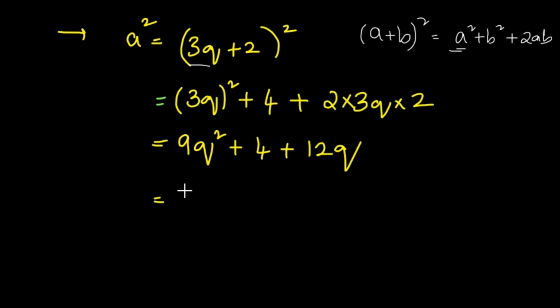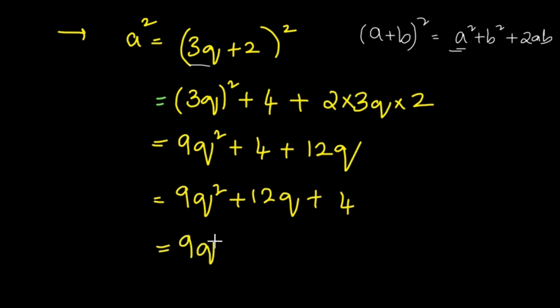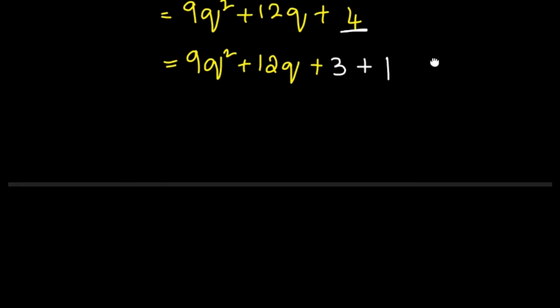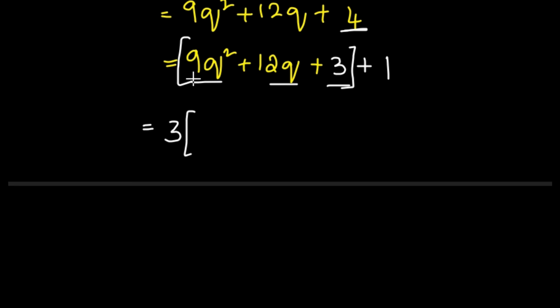इसको हम रीअरेंज कर सकते हैं 9q स्क्वायर प्लस 12q प्लस 4। अब हम इसको ऐसे लिख सकते हैं, 9q स्क्वायर प्लस 12q प्लस 4 कैन बी रिटन एज सम ऑफ 3 प्लस 1। अब यहाँ पे हम लोग 3 कॉमन ले सकते हैं इन टर्म्स में। अगर हमने 3 कॉमन लिया, वी आर लेफ्ट विथ 3q स्क्वायर प्लस यहाँ पे 4q plus 1. This will be plus 1.